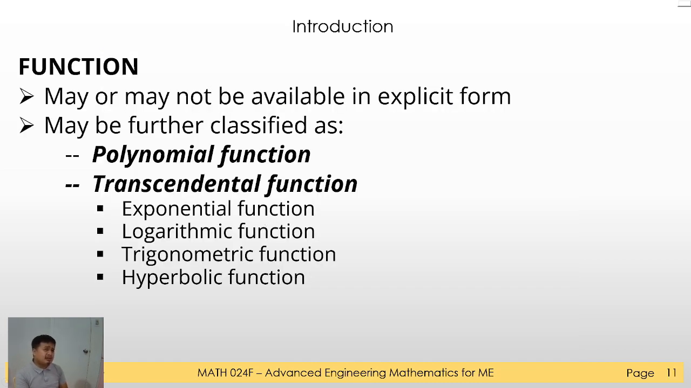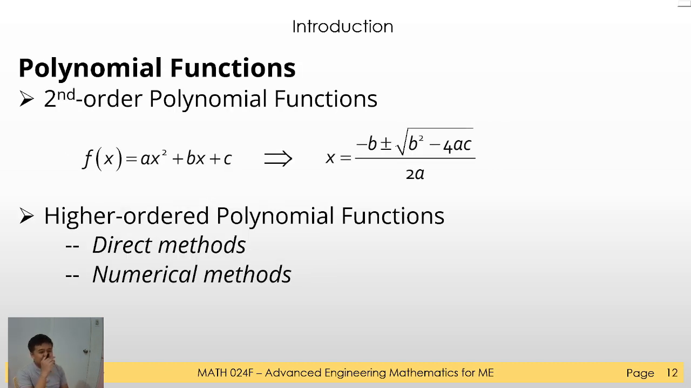Now, again, knowing that our algebraic equation would be a polynomial function or a transcendental function, how do we solve them in general? For polynomial functions, if it is only a second order polynomial or quadratic function, you can just utilize factoring, usually completing the square, or the quadratic formula.